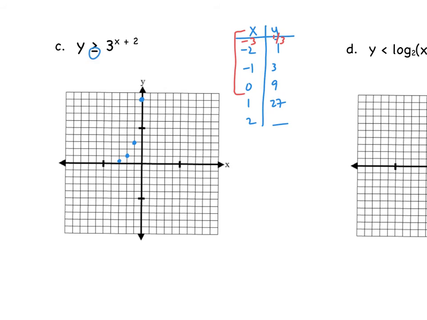Because of our equal sign, this is going to be a solid line. And hopefully you remember this graph has an asymptote. It's going to be right here. So I do expect that asymptote drawn in.